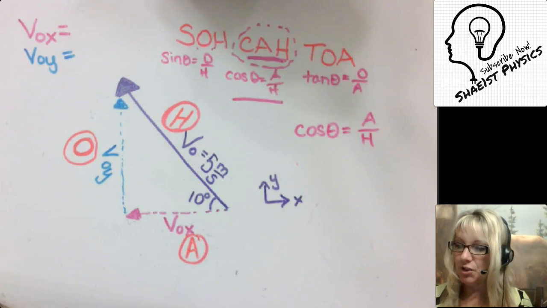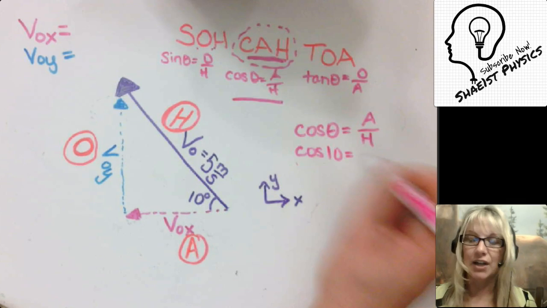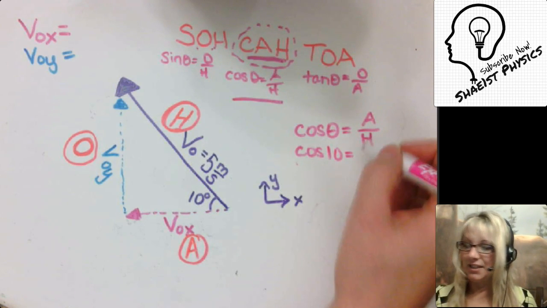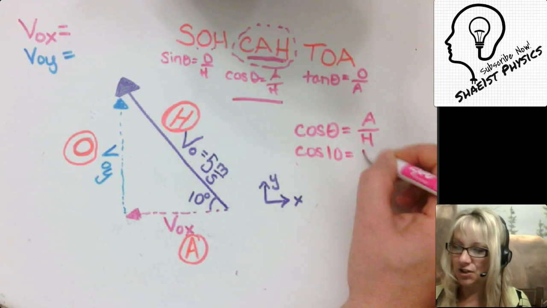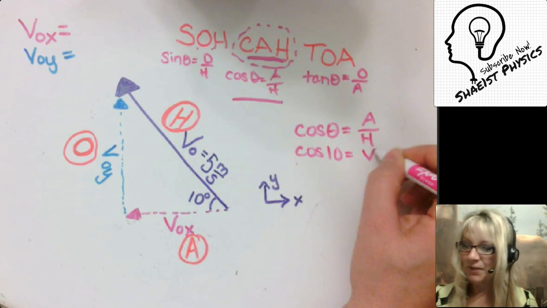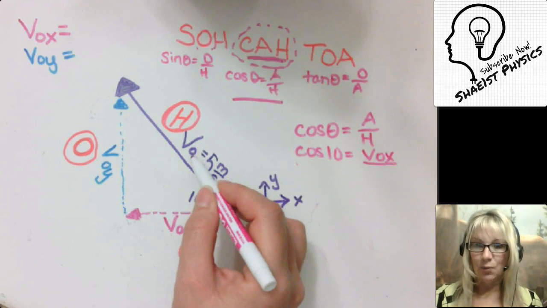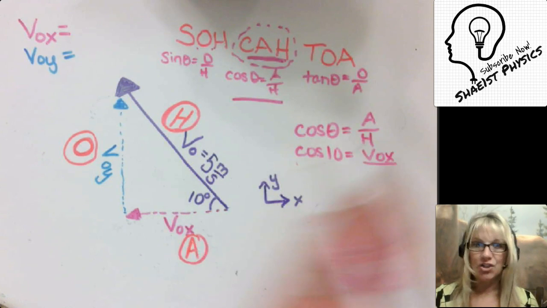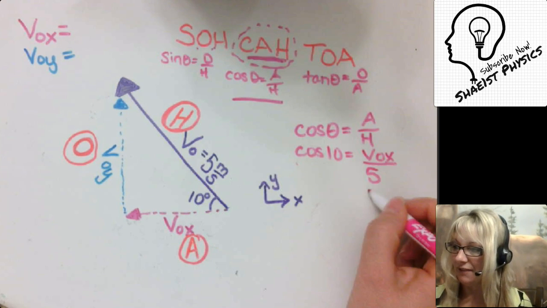We're going to substitute in the angle. Remember, an angle always is what comes after cosine, tangent, or sine. The adjacent is V0x. Down here, I go back and I look, okay, we identified that as our initial velocity in the x direction. My hypotenuse is my initial velocity, and we had that as 5 meters per second. And now I just solve for V0x by multiplying both sides by 5.